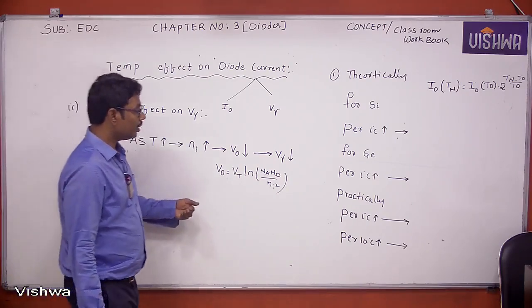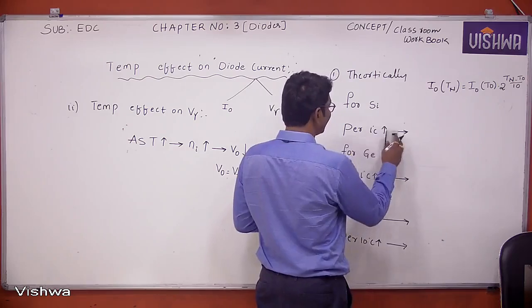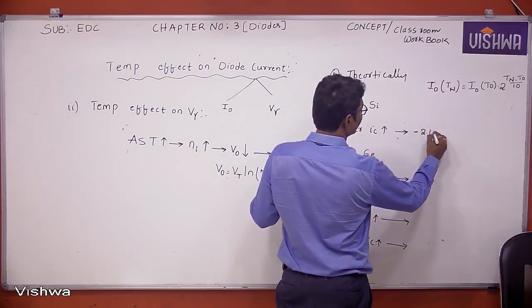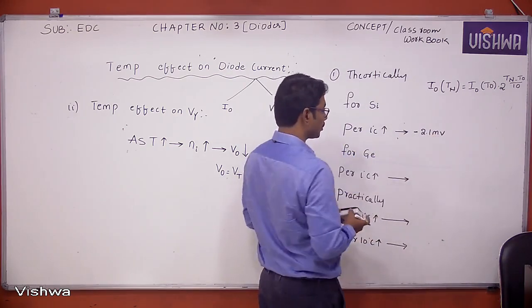Here, theoretically, how is it affected? For silicon, per 1 degree rise of temperature, the cut-in voltage decreases by 2.1 millivolts. This minus sign indicates decreasing.